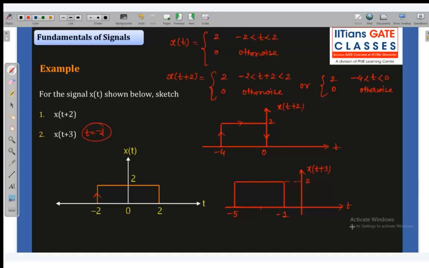Like in the echo sound, when you clap or when you shout near the mountain, you hear the signal after some time delay. That is also the delay. Switching on the light, when you switch on the light, it actually lights up after some delay. So delay means the same signal but it is coming a little bit late.